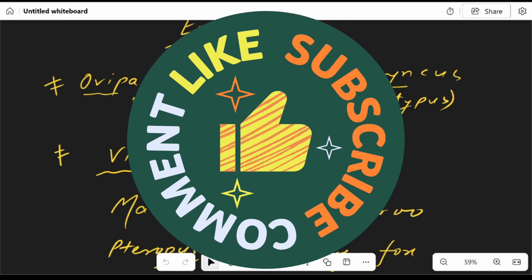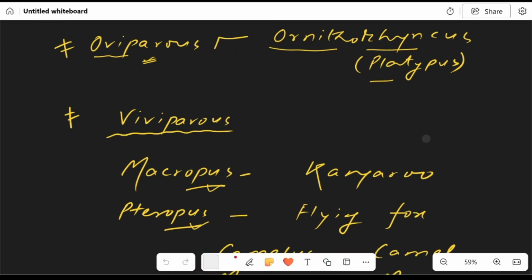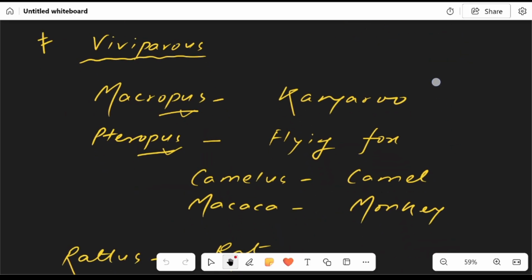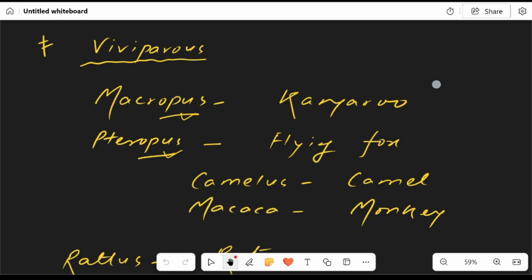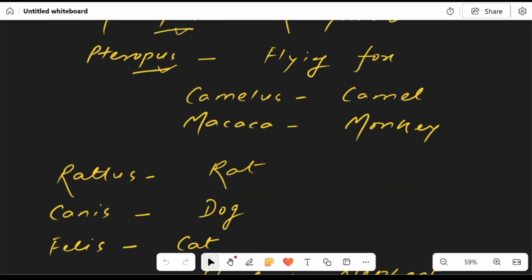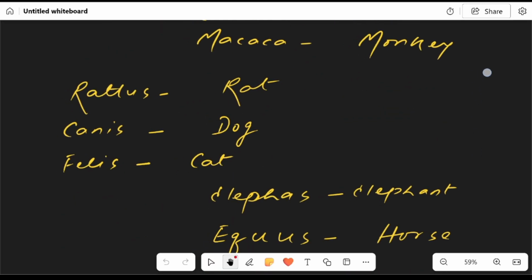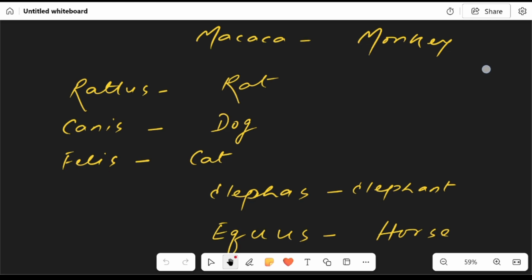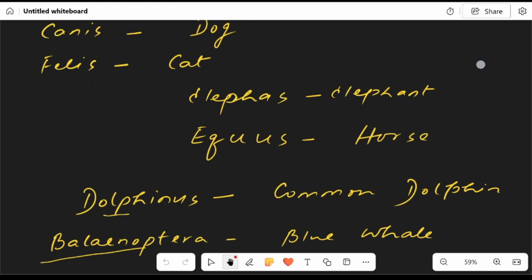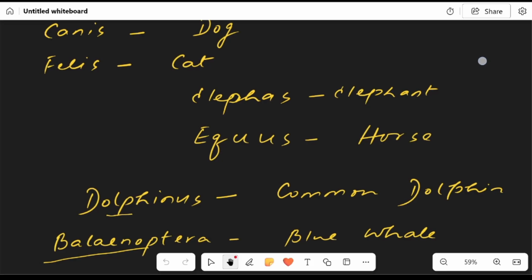Examples of viviparous mammals: Macropus, kangaroo; Pteropus, flying fox. We have two pus here, Macropus and Pteropus. Then we have Camelus, camel; Macaca, monkey; Rattus, rat; Canis, dog; Felis, cat; Elephas, elephant; Equus, horse.